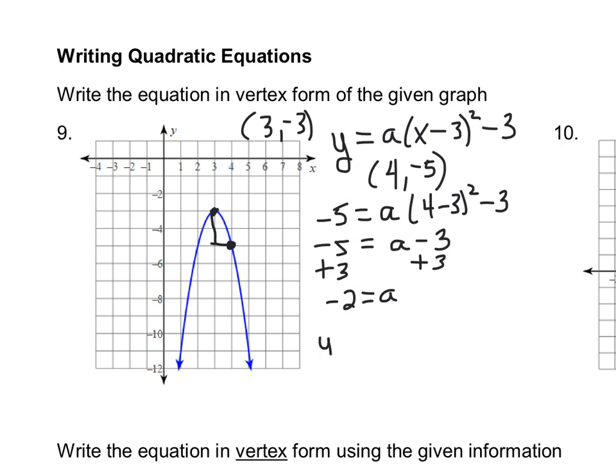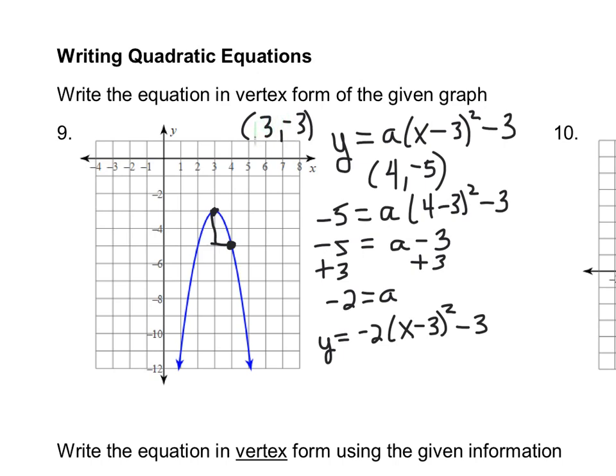So I have Y equals -2 times X minus 3 squared minus 3. Okay, so this is where I'm getting this information. I'm taking this equation that I got up here at the beginning, and I'm just rewriting it down here, except this time I know what A is. I know that A is -2. So now that I have the vertex form, I can write the standard form from here.